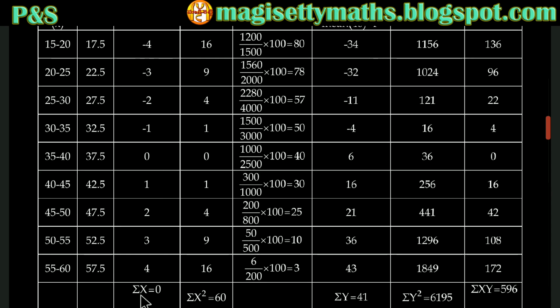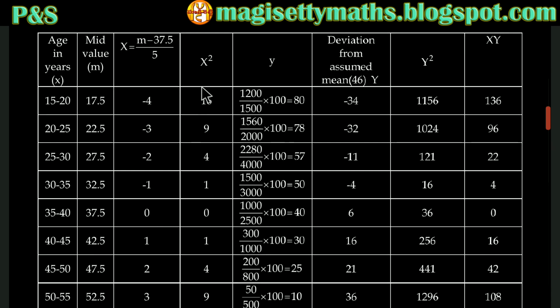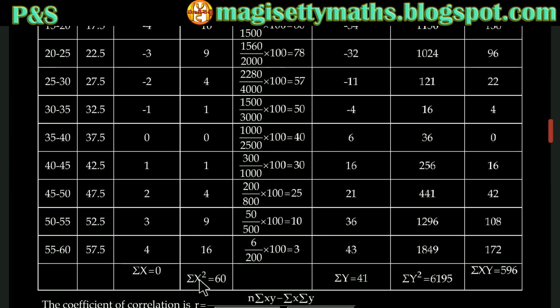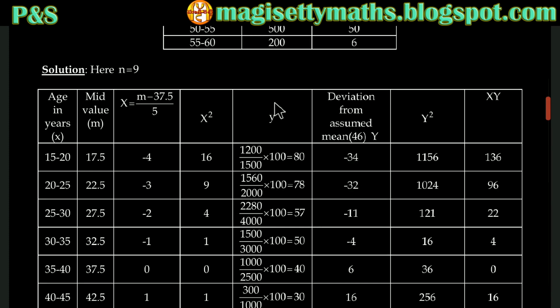Now evaluating the sum of these values, summation capital X equals 0. Now take the squares of these sample data: x square, minus 4 square is 16, minus 3 square is 9, and so on, and then finding the summation x square equals 60.